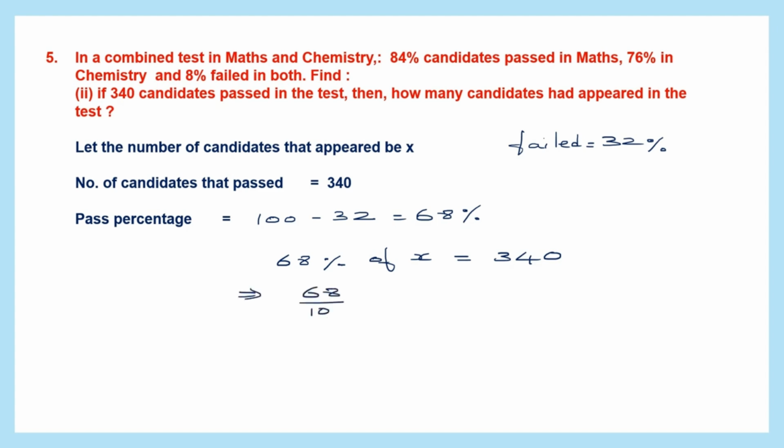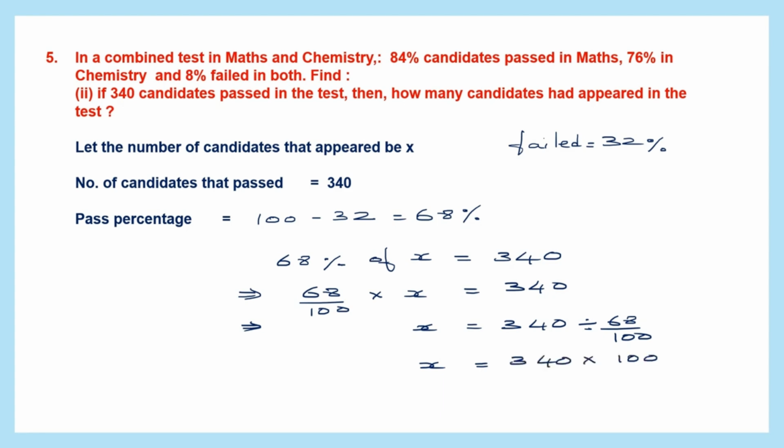68 by 100 into x is equal to 340. Now we can find the value of x. X is equal to 340 divided by 68 by 100. Now x is equal to, here this will change to multiplication and reciprocal, 100 by 68. Now we can cancel. 68 ones are 68 and 68 into 5 is 340. Now we can multiply 5 into 100 is 500. So x is equal to 500.